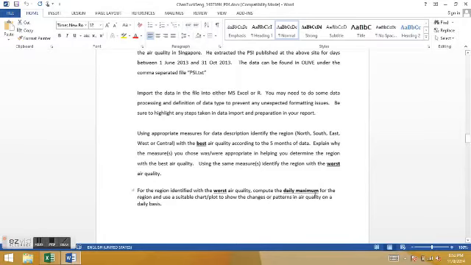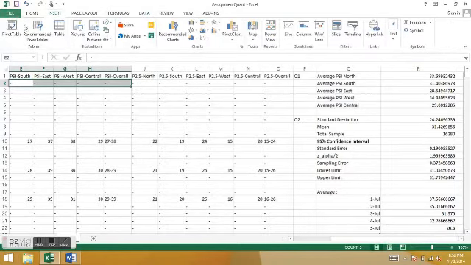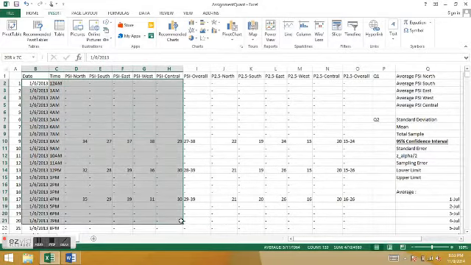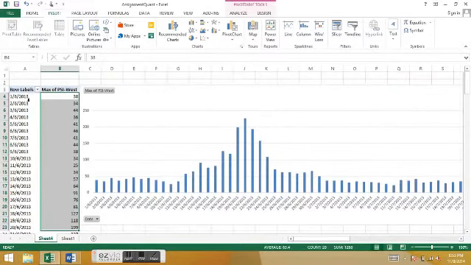Then secondly, they also ask us, from the region identified with the worst air quality, to compute the daily maximum for the region and use a suitable chart or plot to show the pattern in the air quality on a daily basis. So by using that, I'm using the pivot table, which is located in the Insert area. I press the date and time and the region that I wanted, all the way to the end, and I press the pivot table to give me my pivot table. For the pivot table, they only ask us for the date and the worst region that has the highest PSI.